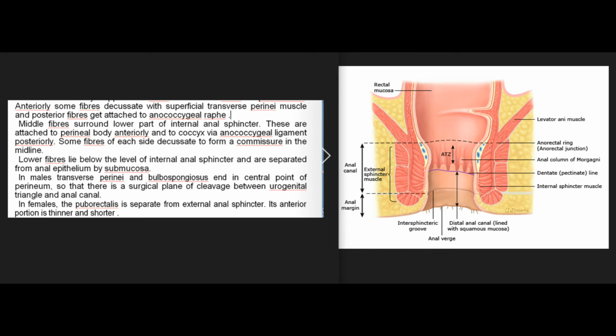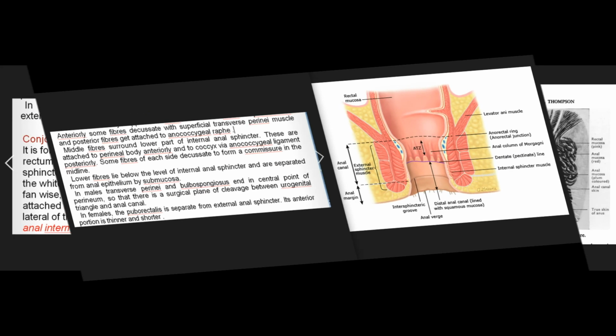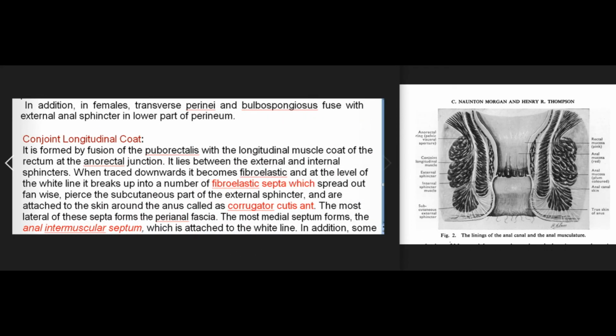In females, the puborectalis is separate from the external anal sphincter. Its anterior portion is thinner and shorter. In addition, in females, the transverse perineal muscle and bulbospongiosus fuse with the external anal sphincter in the lower part of the perineum.